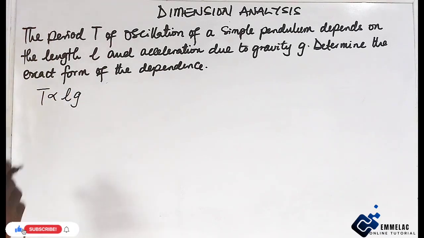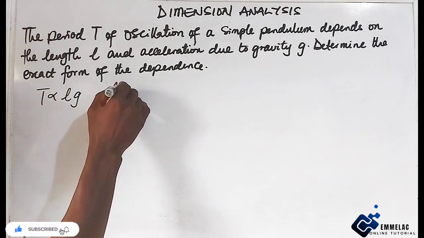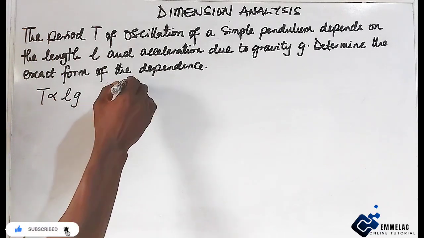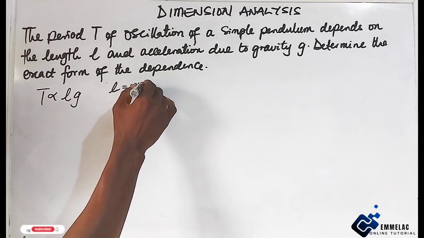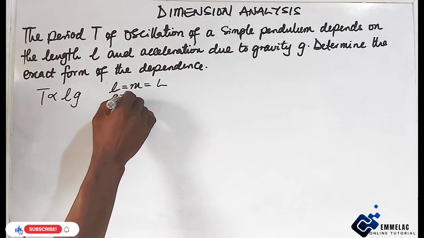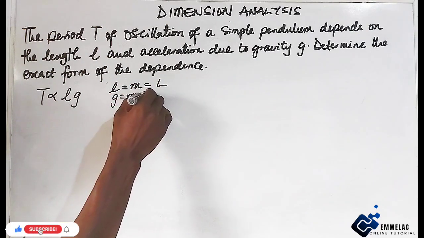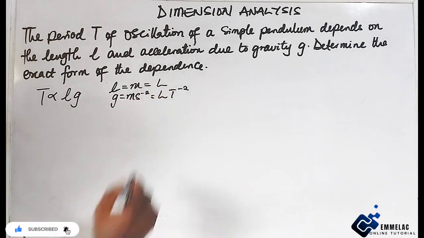Now let us recall that the length of any parameter, the unit is given as what? Meter, and the dimension is also capital L. Then acceleration due to gravity, the unit is meter per second squared, which is given as L T raised to the power of minus 2.